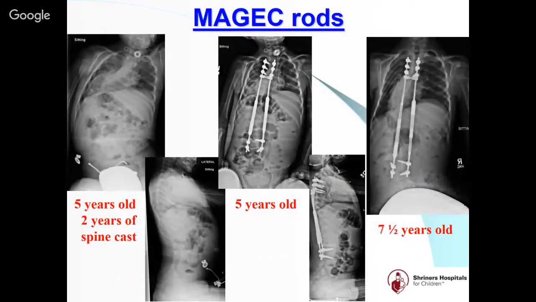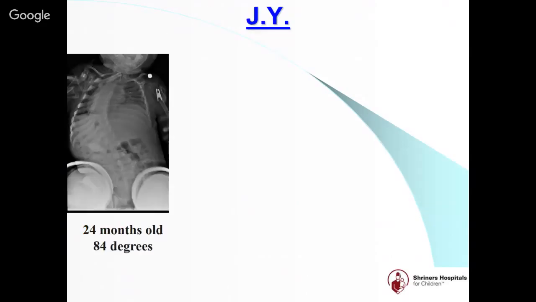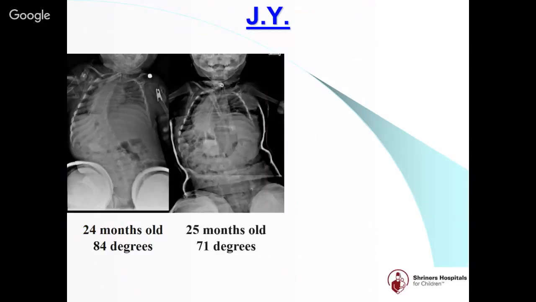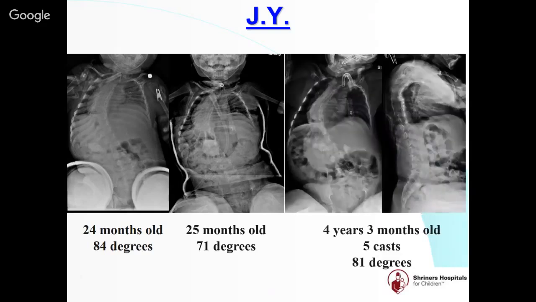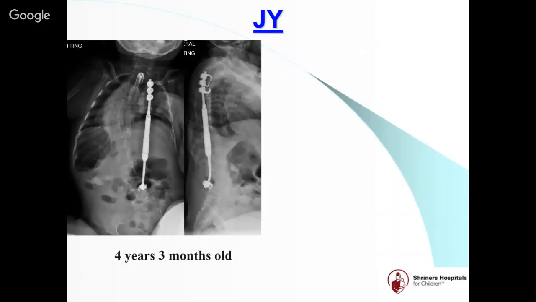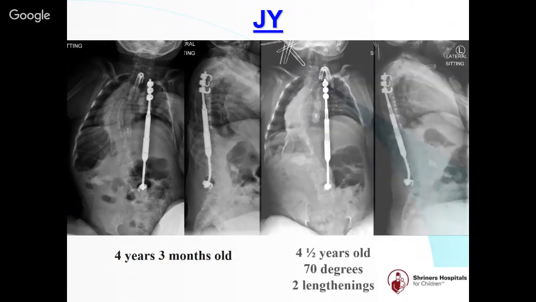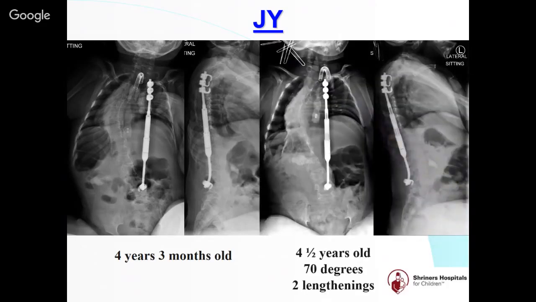So here we have somebody who did 2 years of casting at 5 years old with a big curve, put the MAGEC rods in there, and then we're able to expand them out. So there he is at 7.5 years of age. Or this young lady here had a big curve. Now this is, not only did she have a big curve, but she also had a big chest deformity. So we couldn't put a rod on both sides. We could only put one on one side, on the inner side of the curve. So we're able to do this, and that allowed us to kind of slowly expand that out. And by doing that, getting some straightening, how do I do this?